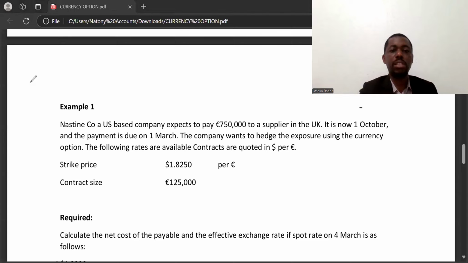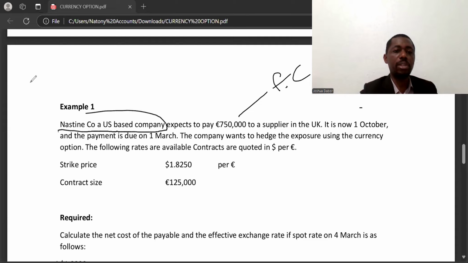Nastanco, a US-based company, expects to pay this. So this is the foreign currency. Okay. When you are looking at the question, try to look at the currency involved. This is the foreign currency, and this is the company. And where is the company based? The company is based in the US. And what is the currency for the US? That's USD.